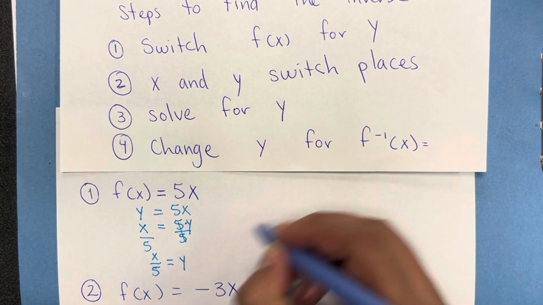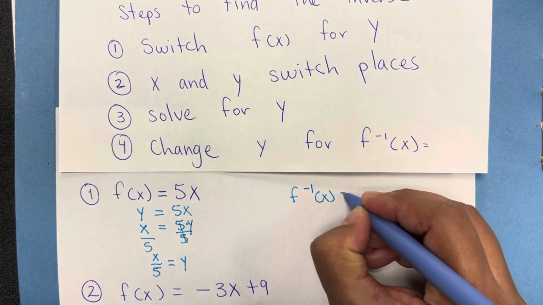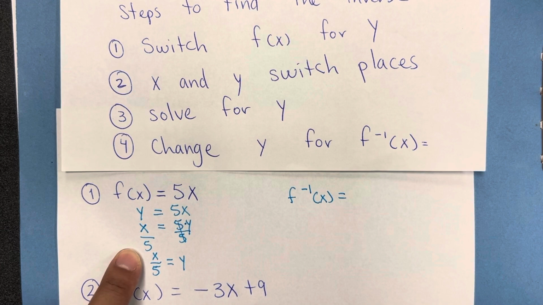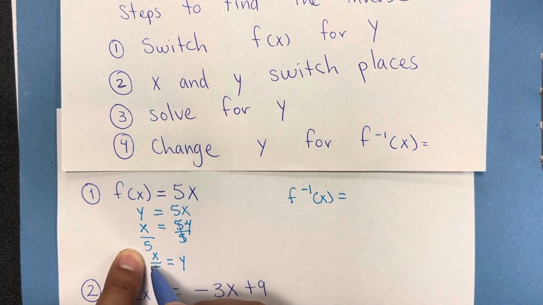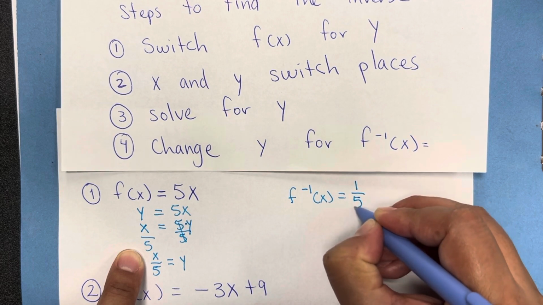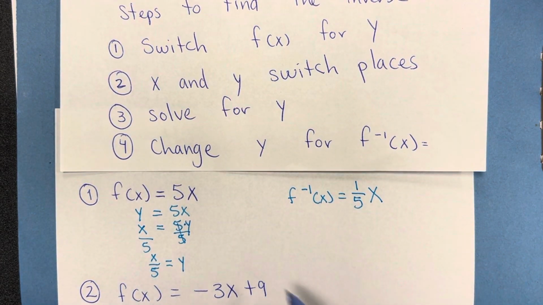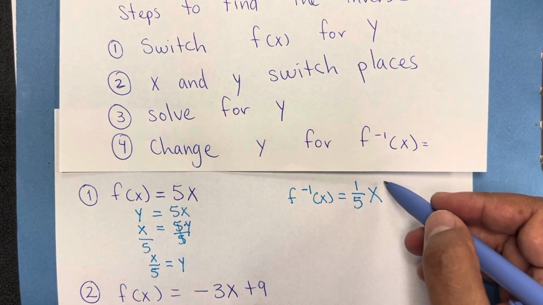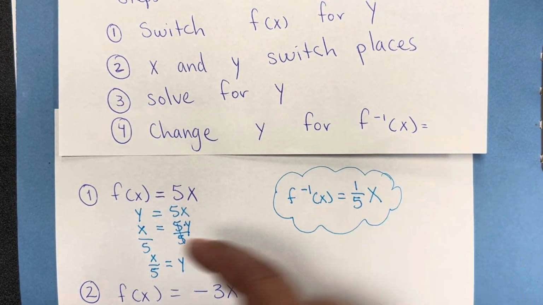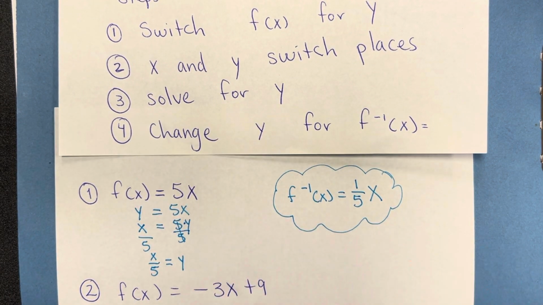So instead of y, we put inverse of f of x equals, and then the solution. Again, sometimes it's written as 1x over 5, or as 1/5 of x. Just for graphing, that's going to be a lot easier. And so this will be our solution, okay? This is going to be the inverse of that function. Okay, we'll come back to graph these two so that you can see how they look.